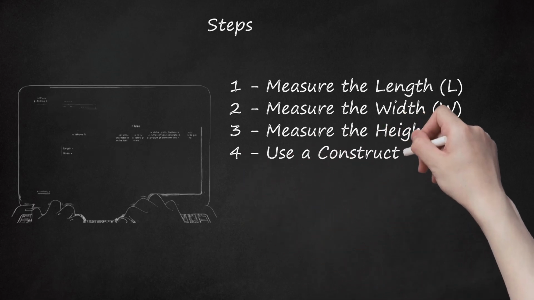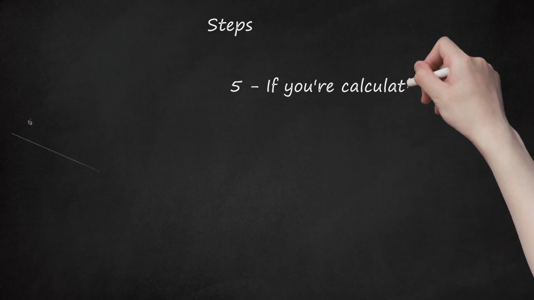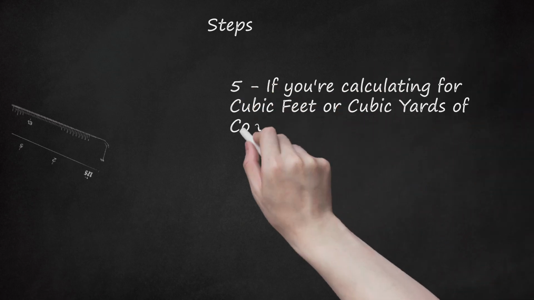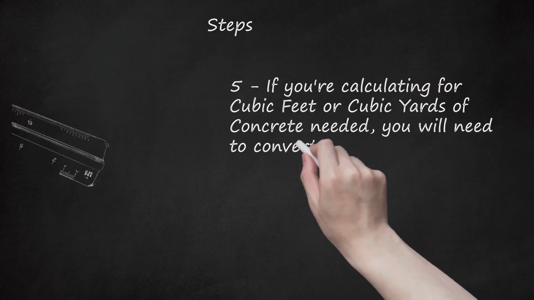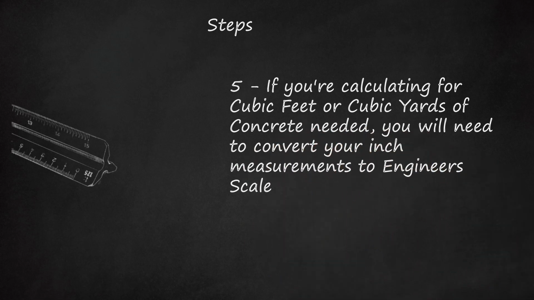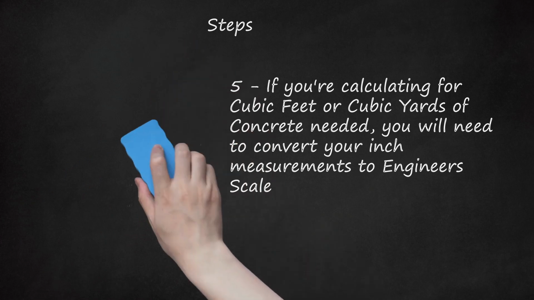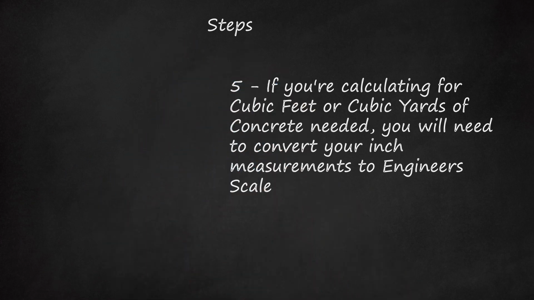4. Use a construction calculator. Do search online to find them. 5. If you're calculating for cubic feet or cubic yards of concrete needed, you will need to convert your inch measurements to engineer's scale. Engineer's scale is basically taking a foot, 12 inches, and converting it into 10ths. The engineer's scale also eliminates the fractions of an inch, i.e. 3/4 of an inch is equal to 0.75 of an inch.